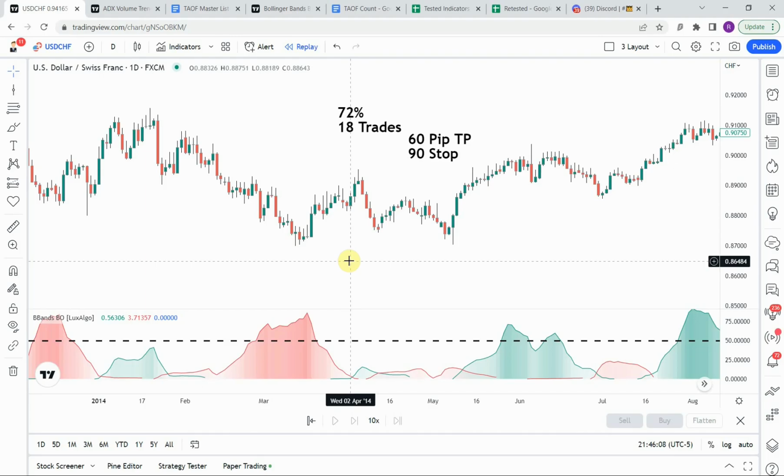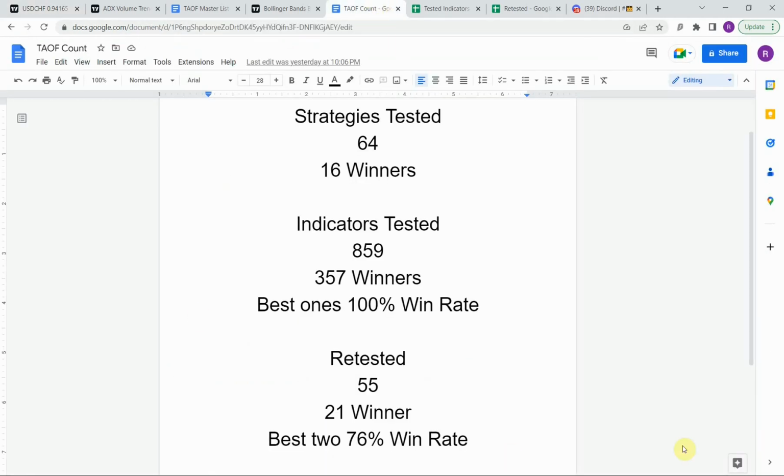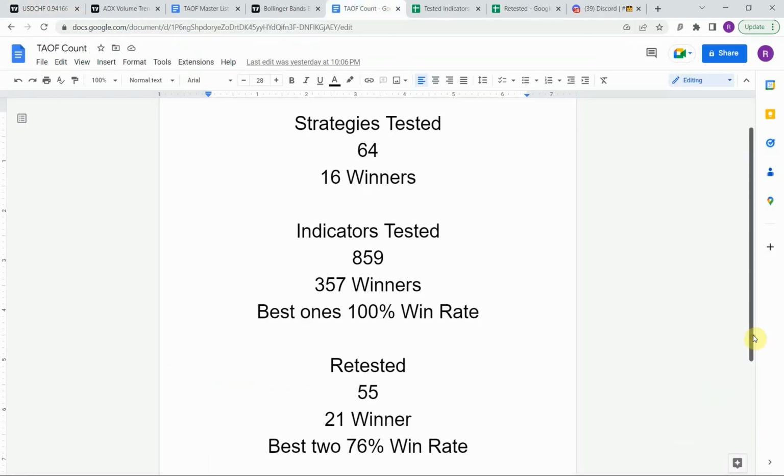Alright, as I said, today we will be taking a look at an advanced testing of the Bollinger Band's Breakout Oscillator. Before we do though, I wanted to put the testing scoreboard up for everyone to see. So to date, we have tested a total of 64 different strategies, with 16 of them being profitable. We've also tested a total of 859 indicators, with 357 of them being winners. The best ones so far were able to achieve a 100% win rate.